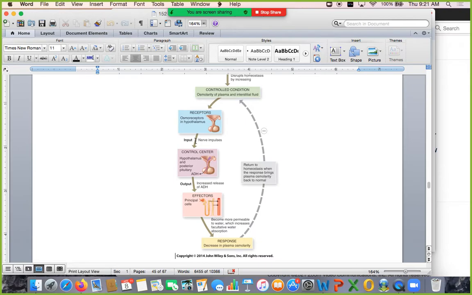So this basically shows this pathway whereby we have a disruption of a controlled condition. In this case, it's going to be the plasma osmolality. That's going to have specialty receptors that detect this. These are called osmoreceptors. They detect osmolality. And these are in the hypothalamus, which their effect is going to be on the principal cells, such that the principal cells are going to become more permeable to water. So we're going to increase the water resorption in this region. Okay, and that's going to allow us to bring our plasma osmolality back to normal.